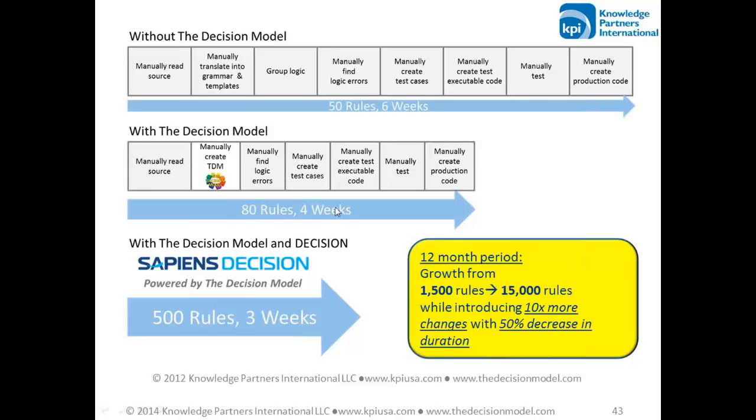They did not introduce any new technology, and they were able to put in 80 rules or 80 rule changes in only 4 weeks. And then eventually when they got to the Sapiens Decision, they could do 500 rules in 3 weeks because so much of this is automated. Finding the logic errors is at a push of a button. Generating test cases and testing all happens within the software. So all these tasks here are automated. So that's where the productivity comes from.